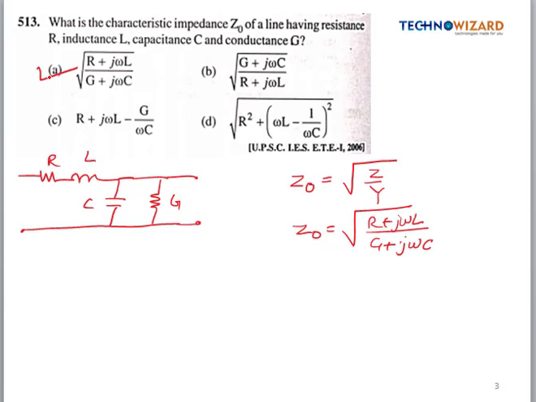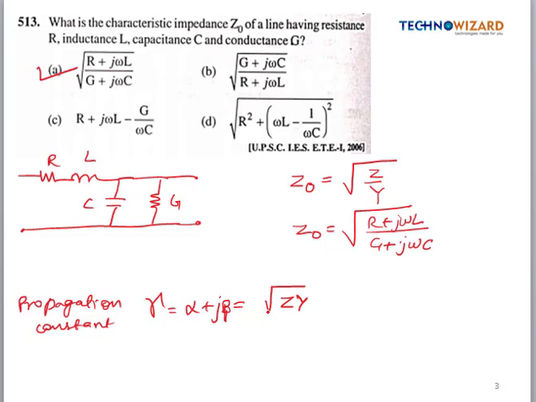Also, for the transmission line, if we have to calculate the propagation constant, the propagation constant is given by gamma, which is equal to alpha plus j beta, and this is equal to square root of z into y. Okay, so this is the formula for the propagation constant, but in the question they have asked the value of the characteristic impedance, so option A is correct.